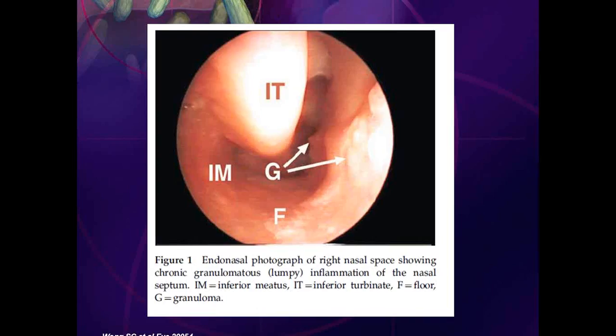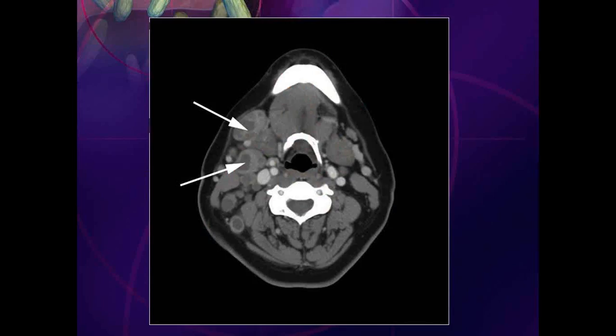This is a picture of what it would have looked like. This is a different patient. I didn't have a picture of the real patient of which I'm speaking. But you can see G and the arrows there pointing to these granulomatous masses. They're constricting that canal and making it harder for tears to flow through it.